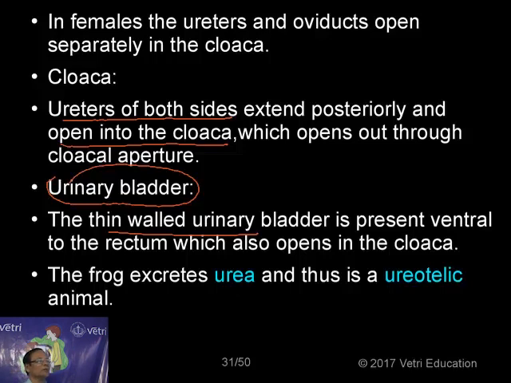Now the waste product in the case of frog is urea, hence frog is called a ureotelic animal. So we too, the mammals also, are ureotelic animals, including man. So frogs and mammals together eliminate urea, hence both are called ureotelic animals. So remember that one. What is the nature of the waste product in the case of frog?